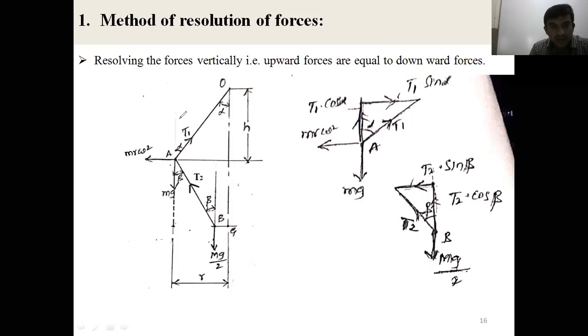What shape is this? This is a Z shape. Once it is a Z shape, these two angles are equal. Then it is called what type of angle? Alternate angle. The alternate angles are equal.